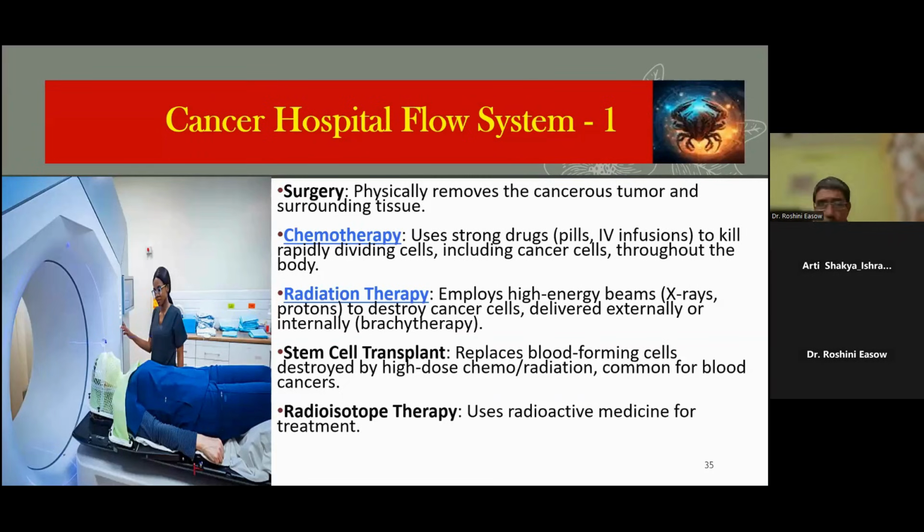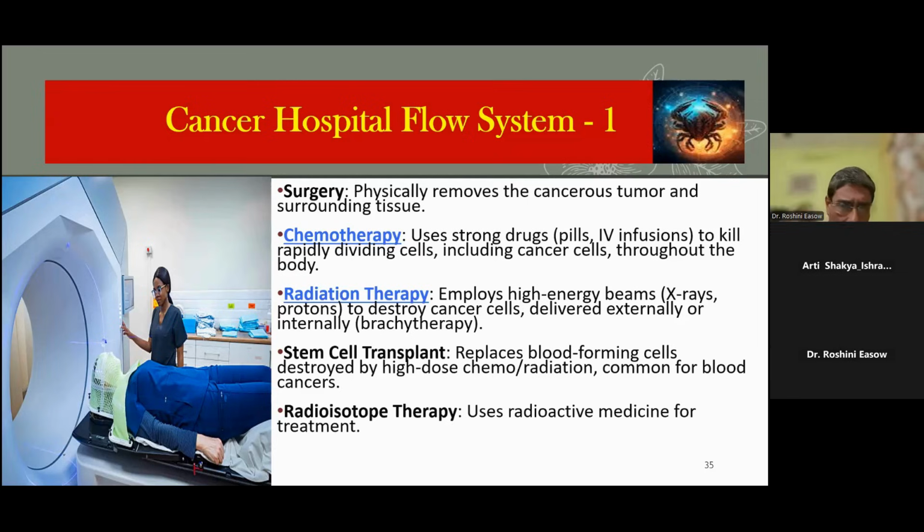Why is it special? In a cancer hospital, one problem is that immunity comes down. The second problem is that patients have a psychological problem. So the treatment of a cancer patient is different from a general hospital. That is why we find cancer hospitals coming up separately. We are not mixing them up.